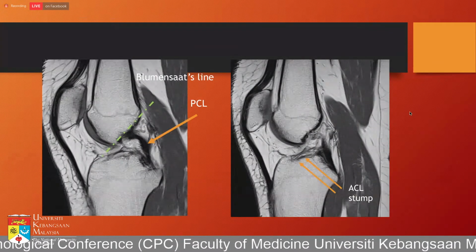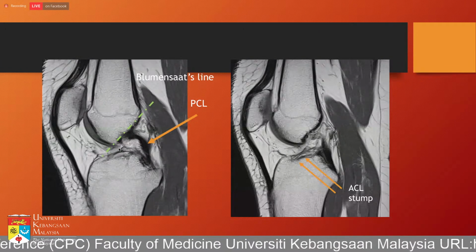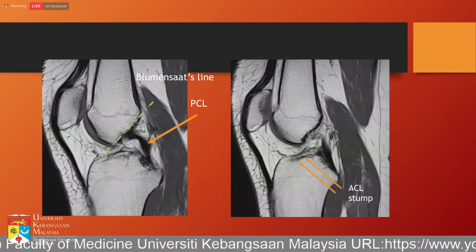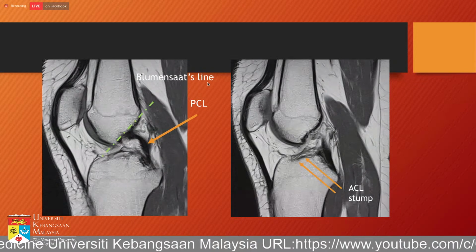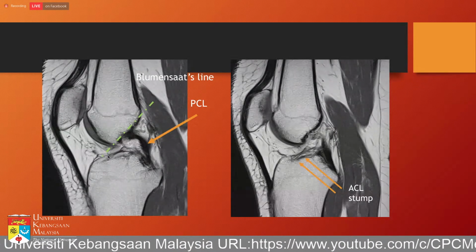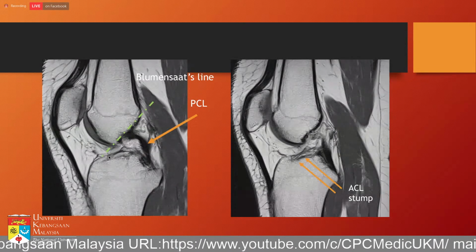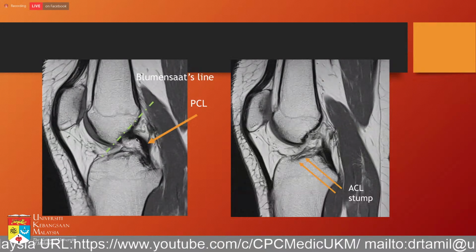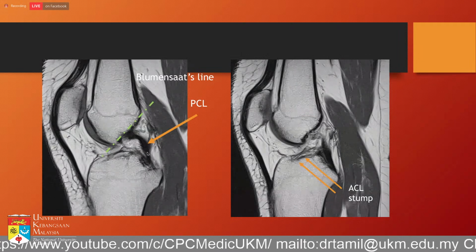Okay, let's talk more about the ACL. The ACL is not visualized at all in this patient. So this is the roof of the intercondylar notch, or what we call the Blumensaat line. Here is where we expect the normal ACL to lie. If there is any ACL structure, it should be a homogeneous hypointense structure similar to the PCL.